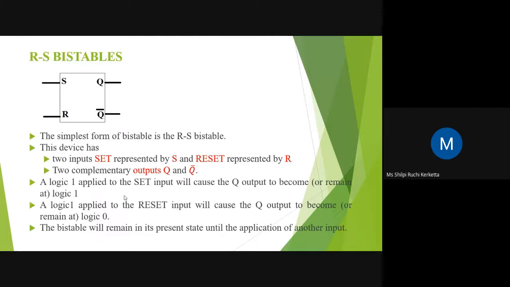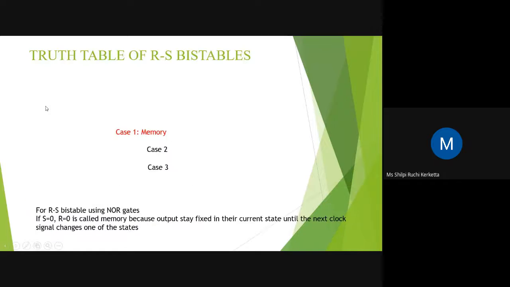This RS bistable is the simplest form of bistable. We have inputs S and R, and this is the diagram. We have inputs S and R, and two outputs Q and Q bar, which are complementary to each other. We will see how it works. The bistable will remain in its present state until we change the inputs of the circuit.